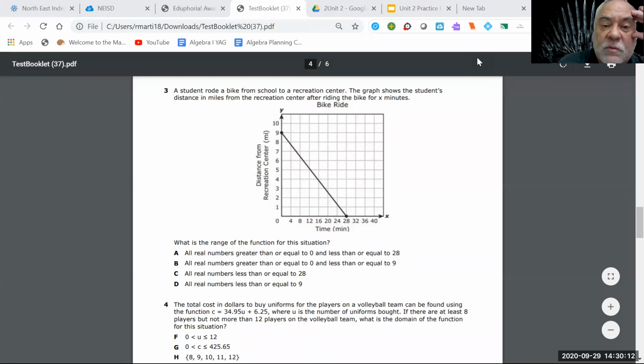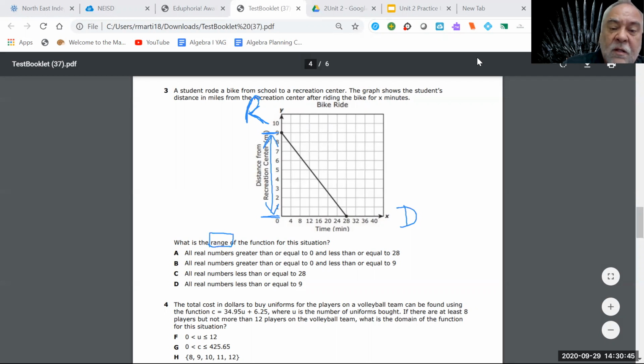A student rode a bike from school to a recreation center. The graph shows the student's distance in miles from the recreation center after riding the bike for X minutes. I told you a few minutes ago that the horizontal axis is always the domain and the vertical axis is always the range. So it says, what is the range of this function? Well, you can see the maximum range is 9 and the minimum is 0.